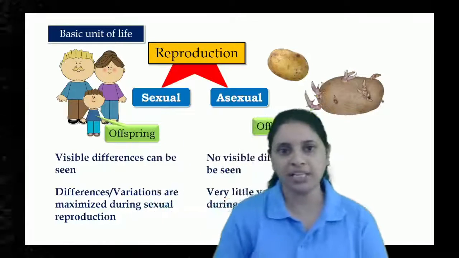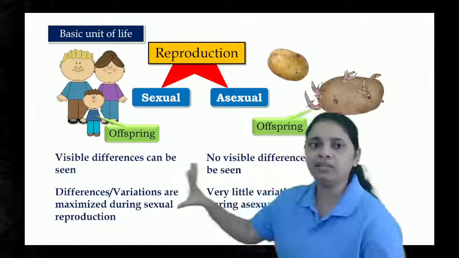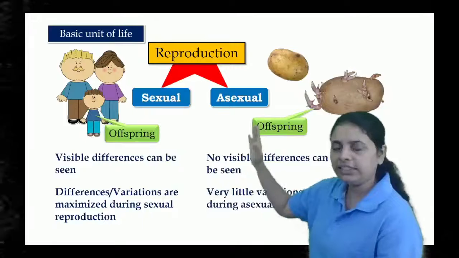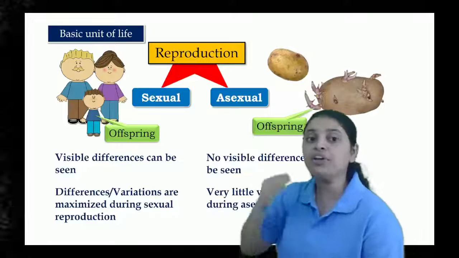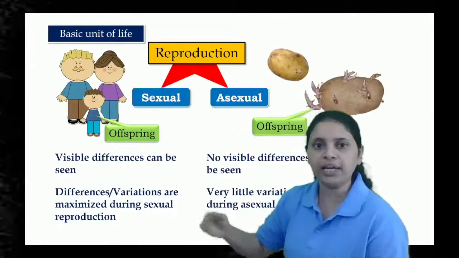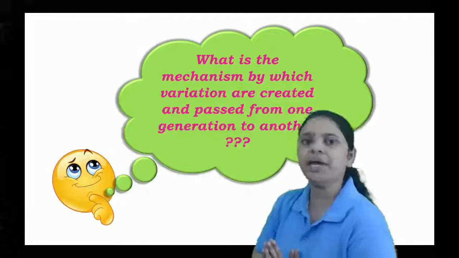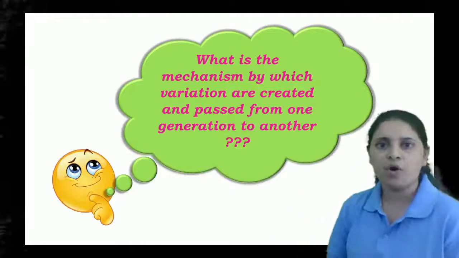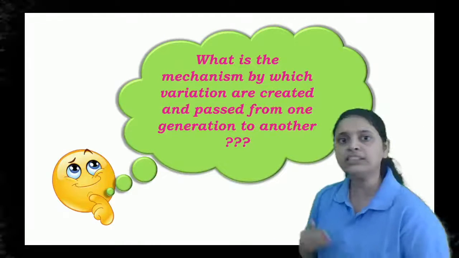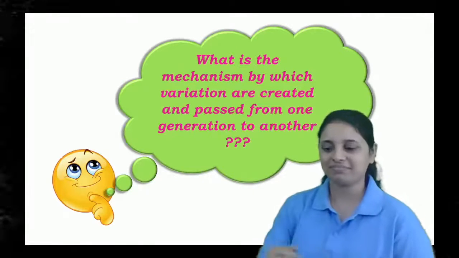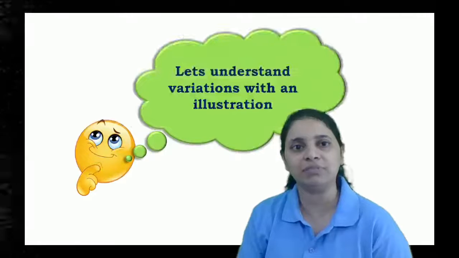Got it, everyone? Yes. So what is the main highlighting point here? When we compare sexual and asexual reproduction, more variations are seen during sexual reproduction. The offspring will have some new characteristics also. So each chapter में हमें यही पढ़ना है. What is the mechanism of these variations? How are these passed from one generation to another, right? यही हमें पढ़ना है इस chapter में.